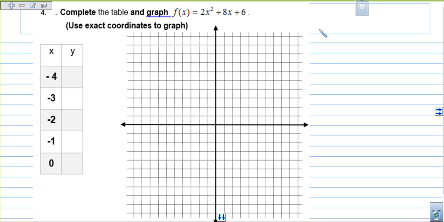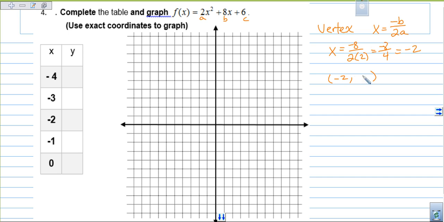So to find your vertex, you need to use x equals the opposite of b over 2 times a. So if we look, our a is 2, our b is 8, and our c is 6. So x equals the opposite of 8, which is negative 8, over 2 times 2. So you get negative 8 over 4, which equals negative 2. So this is our x coordinate, negative 2, and then we need to find the y coordinate.